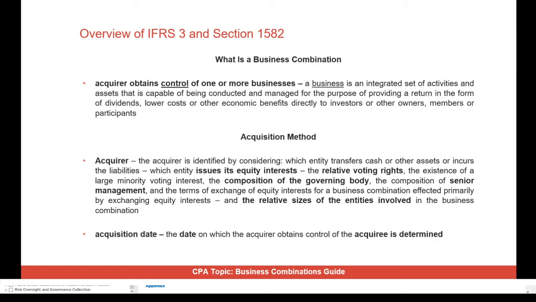And the acquirer is identified by considering which entity transfers the cash or the assets, incurs the liabilities, and issues its equity interest. So when you are purchasing a business, just to kind of be very straight and candid, this kind of ties into finance a little bit too. You're either going to pay cash, debt, or issue equity for it. So who's the one providing that consideration? Consideration is usually those three components, and who's the one giving that?